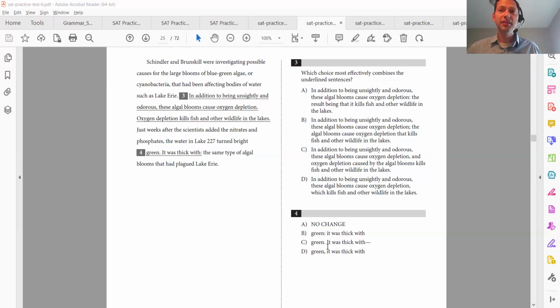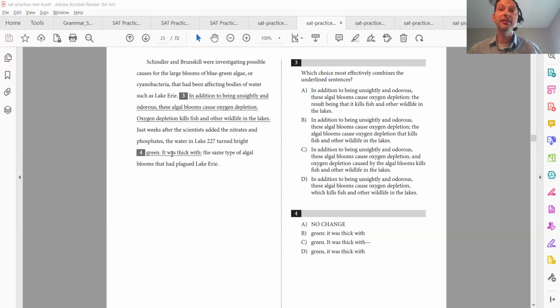And C is it was thick with dash. A dash and a colon are exactly the same like we talked about, so it can't be A, it can't be C. Now let's look at the difference between B and D. D actually has 2 sentences connected with a comma. You can't have that. You can't have 2 complete sentences connected with a comma. It has to be a period.